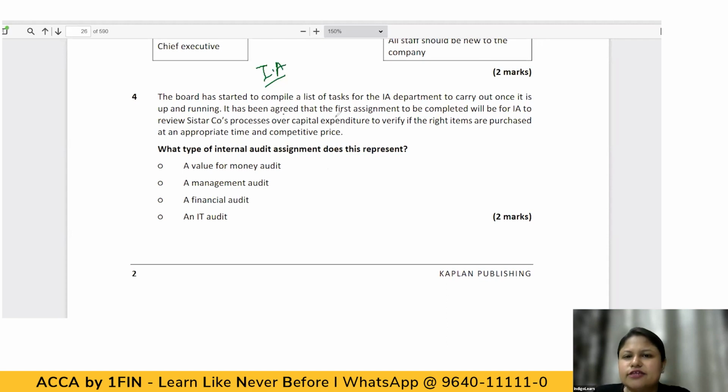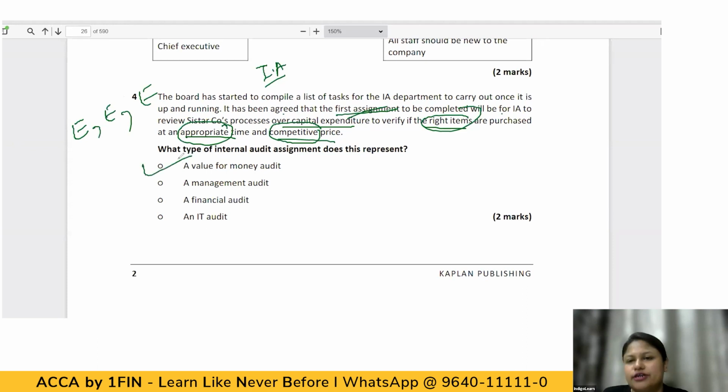It has been agreed that the first assignment to be completed will be for the internal auditors to review sister group's processes over capital expenditure to verify right items are purchased at the appropriate time and competitive price. So don't you think this is about maintaining economy? Should be in the right direction, effectiveness, and also it should be what? Efficient. So appropriate is efficient, competitive is economy, and right time is what? Effective. Correct? So this is nothing but value for money audit.